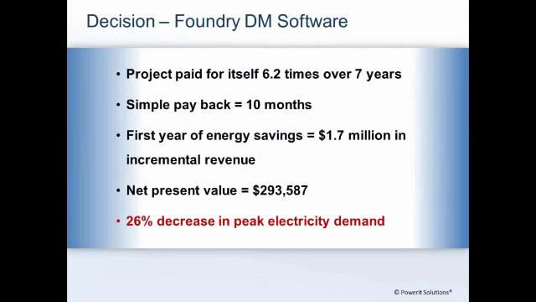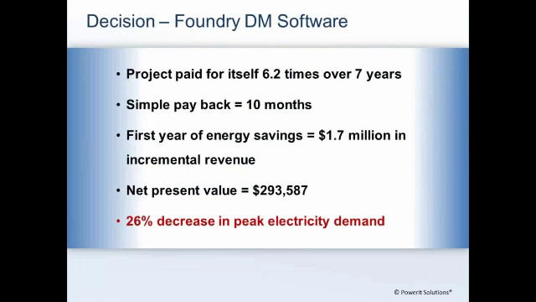In my case, what we did is we looked at and made the decision to go with the demand management software. It gave us the ability to set a control point that gave us 6.2 times the payback over 7 years. We had a real simple payback in 10 months. But interestingly, the power that we were able to save in the first year of operation was equivalent to the sales department going out and creating $1.7 million in incremental sales based upon the revenue that we were able to save.